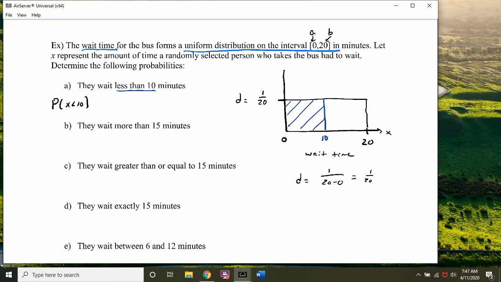And what I'm now going to do is find the area of that rectangle that I've just drawn. And the area of that rectangle will give us the probability that we seek. Okay, so again, all we're doing is using the area of rectangles to come up with probabilities here.